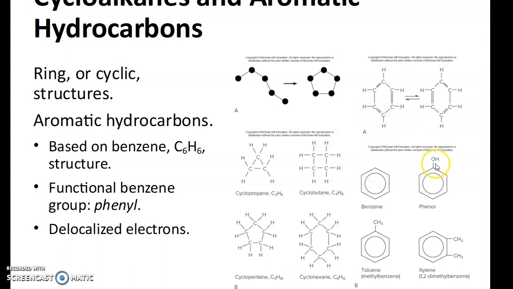If you have an OH group off of one of these carbons, it is called phenol. If you have a CH3 group off of one here, it's called toluene. And if you have 2 of them here, it's called xylene. Okay? We'll get to more of the nomenclature of how to name these things later on.